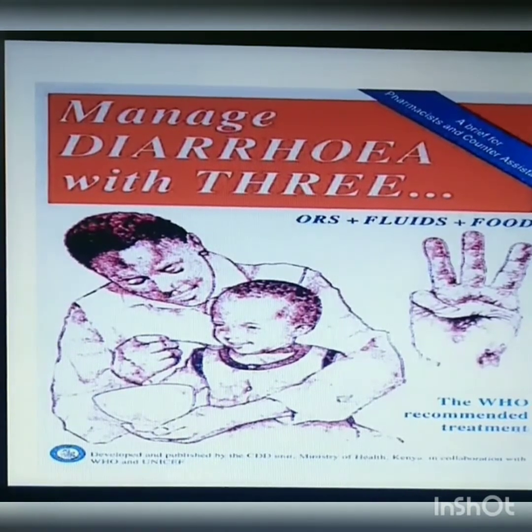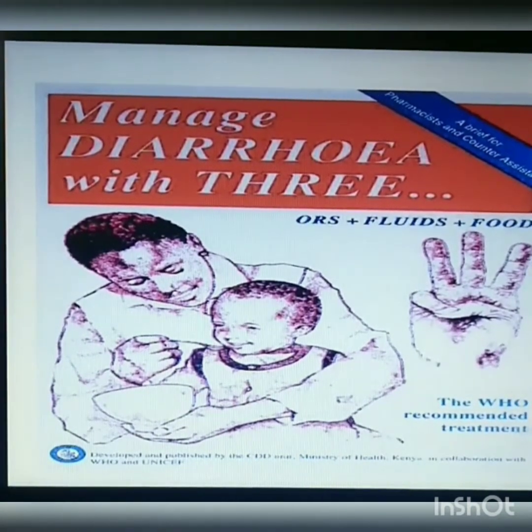Now, how will we manage diarrhea? We can manage diarrhea with 3 things: ORS, oral rehydration salt, plus fluids and foods. Now let me tell you about oral rehydration salts, that is ORS. It is a balanced mixture of glucose and electrolytes. Almost all deaths from diarrhea can be prevented by ORS. In this ORS, sodium promotes absorption of water from the intestine. Glucose promotes the absorption of sodium and water from the intestine.